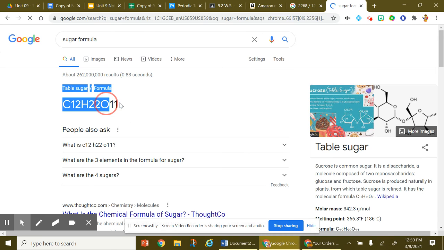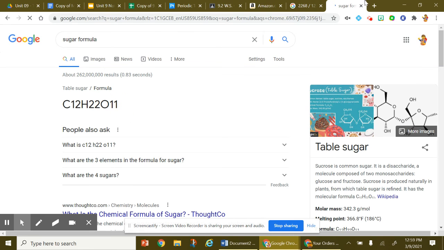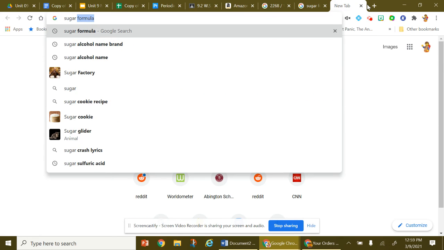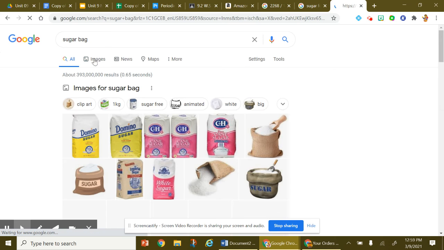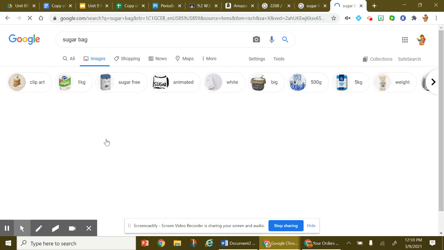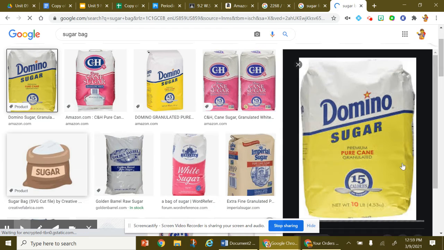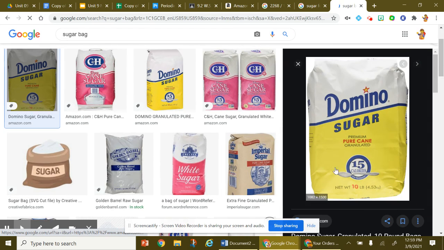C12H22O11 is the formula for sugar. Oftentimes, sugar comes in 3-pound bags. So maybe find a bag of sugar. What is it? Oh, this sugar is a 10-pound bag of sugar. Well, in that case, you're going to convert that into grams. You're going to use the molar mass of sugar, and you're going to tell me how many moles of sugar are in this package right here.